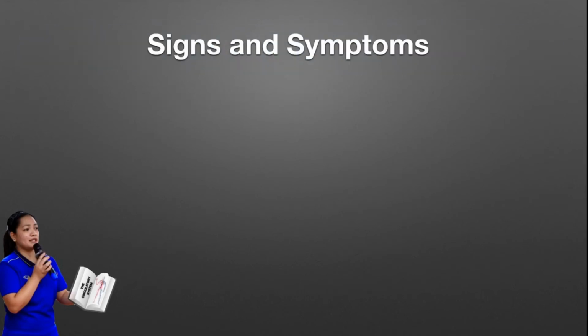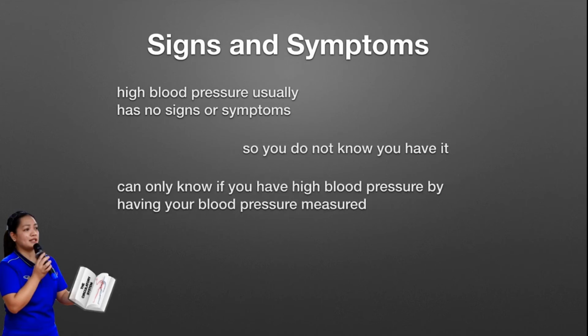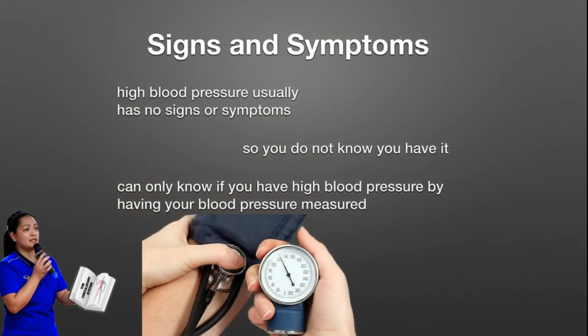Now, high blood pressure usually has no signs or symptoms, so you do not know if you have it. You can only know if you have high blood pressure by having your blood pressure measured. That is why it is often called the silent killer. A few people with high blood pressure may have headaches, shortness of breath, or nosebleeds, but these signs and symptoms aren't specific and usually don't occur until high blood pressure has reached a severe or life-threatening stage.